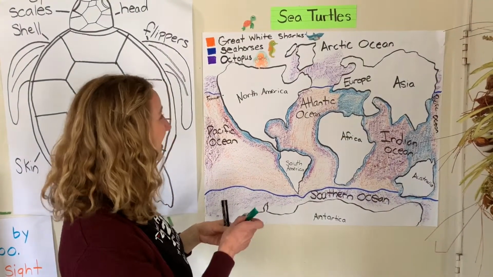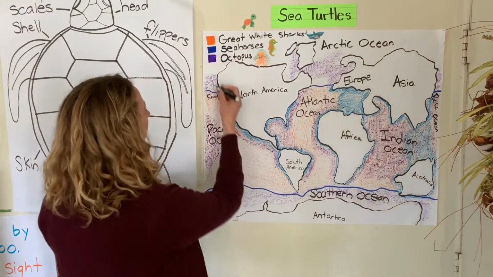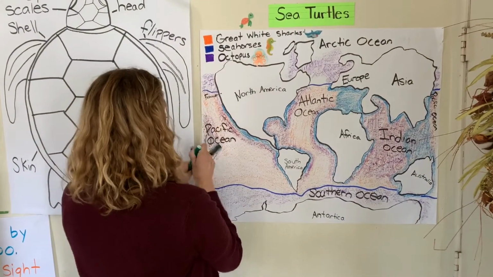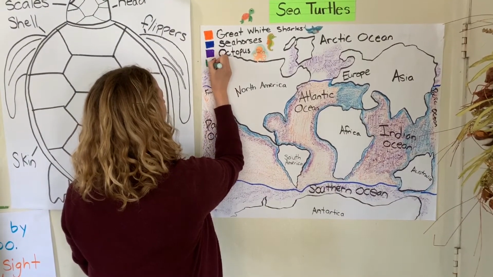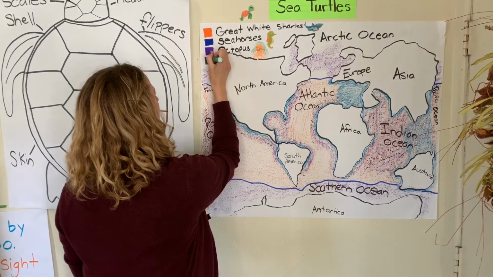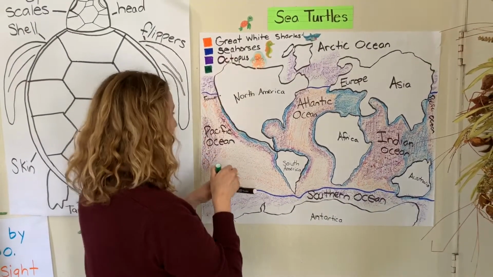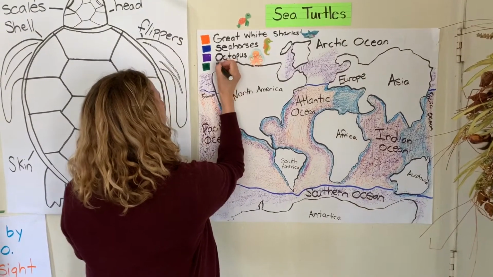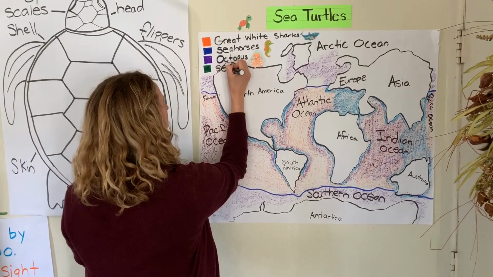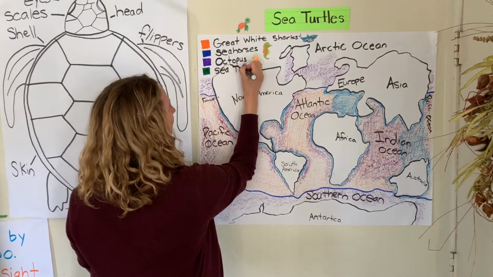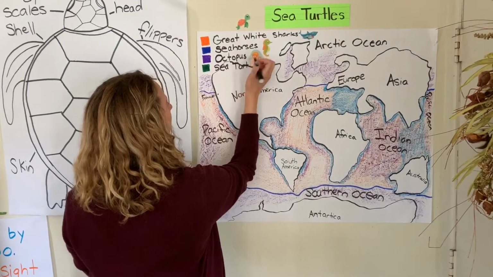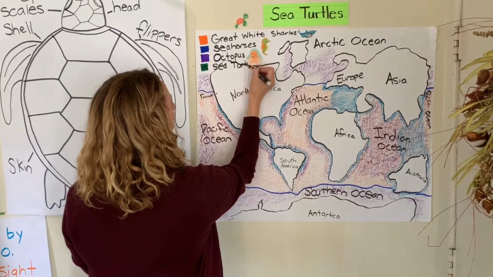Now we're gonna add sea turtles on there. So I'm going to draw a green box here. And then I'm going to write sea turtles. And I know I'm writing on top of North America. And I have to go under the octopus.